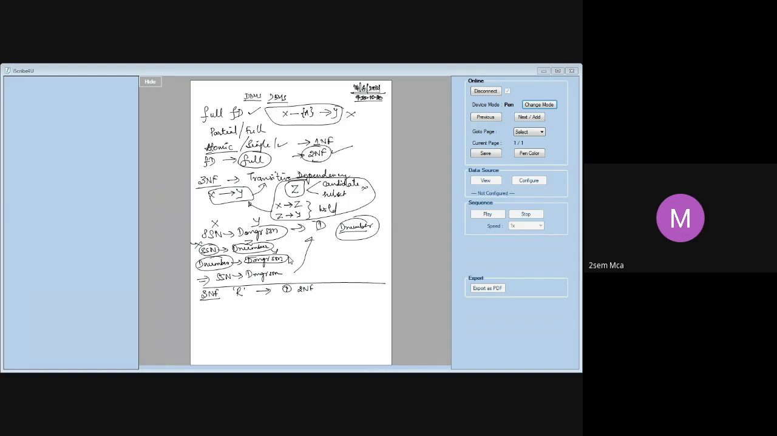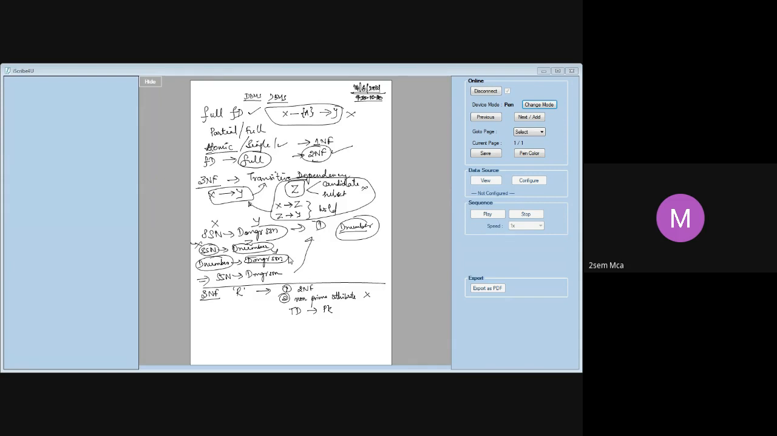Then the second condition is about non-prime attributes. That means an attribute which is not part of the primary key. None of the non-prime attributes should be transitively dependent on the primary key of R. No non-prime attribute, none of them, should be transitively dependent on the primary key of R.